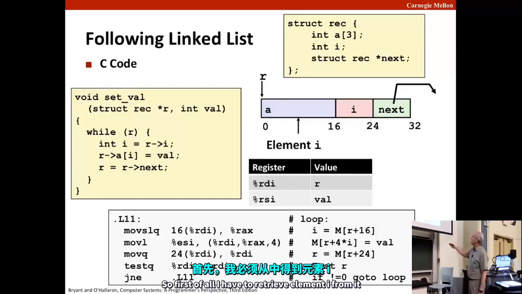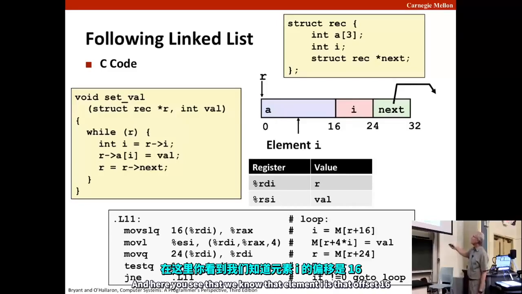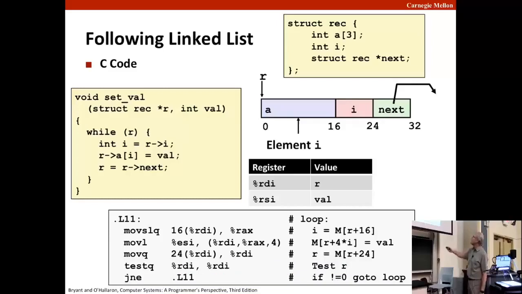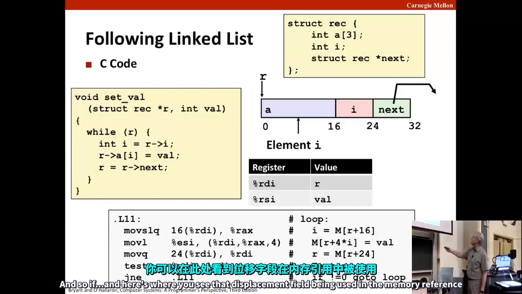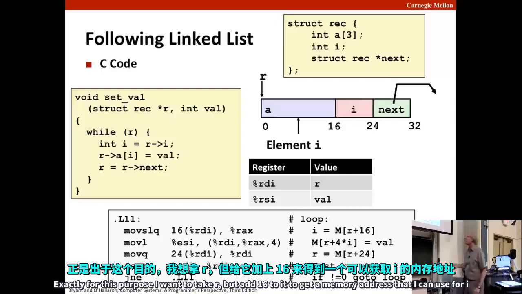So first of all, I have to retrieve element I from it. And here you see that we know that element I is at offset 16. And here's where you see that displacement field being used in the memory reference exactly for this purpose. I want to take R, but add 16 to it to get a memory address that I can use for I.